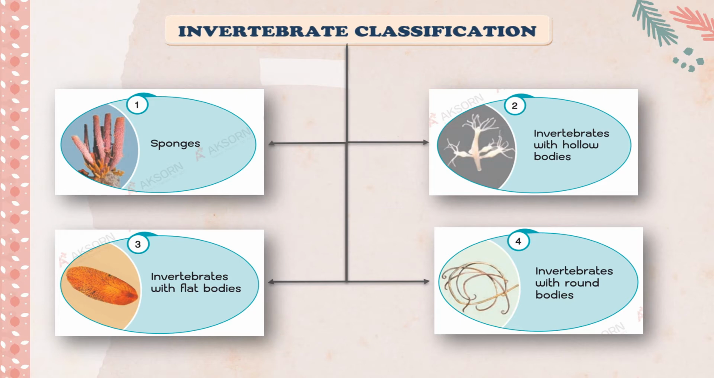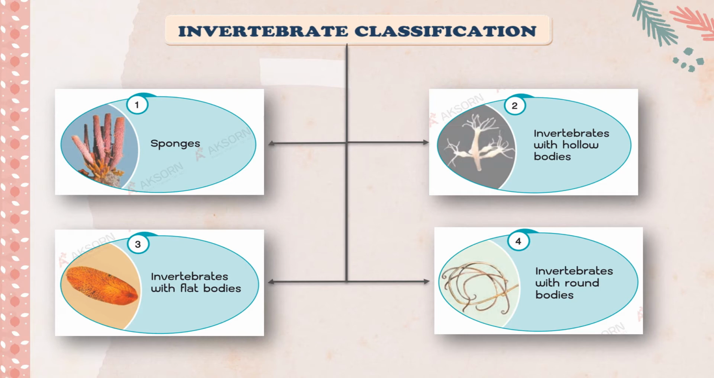Next, number 3, invertebrates with flat bodies. They have soft, flat, and long bodies without any legs. However, some of them have a mouth and are of two sexes. They are parasites which feed on the blood of humans and other animals.